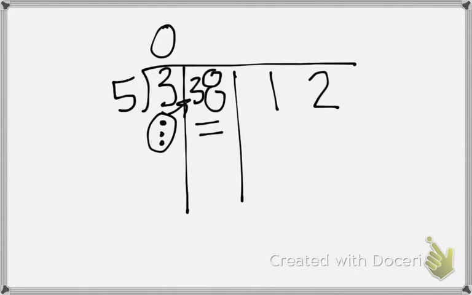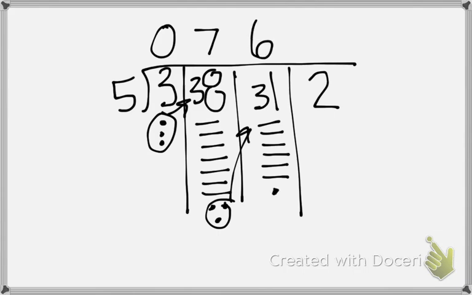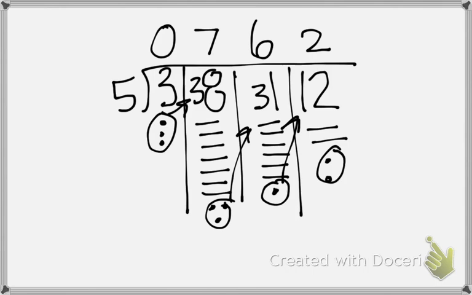Then 5, 10, 15, 20, 25, 30, 35, 36, 37, 38. I drew 7 lines, and I have 3 dots to slide over. Same steps. 5, 10, 15, 20, 25, 30, 31. I drew 6 lines. I have 1 dot. It slides over. 5, 10, 11, 12. I drew 2 lines. I have 2 dots left over. Nowhere to move them. They become my remainder. And that is a quick review of sticks and dots.